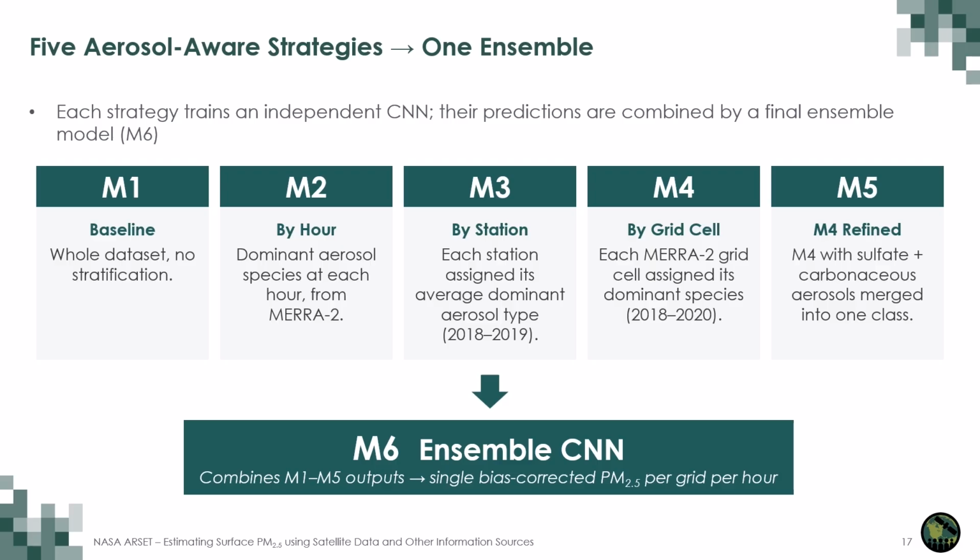M4 assigns to each MERRA-2 grid cell the dominating species across the 3 years of data, and M5 refines that by merging sulfate and carbonaceous aerosol as a single dominating species. Finally, the ensemble model, which is M6, combines output from all 5 approaches to produce a single, more robust PM2.5 estimate.